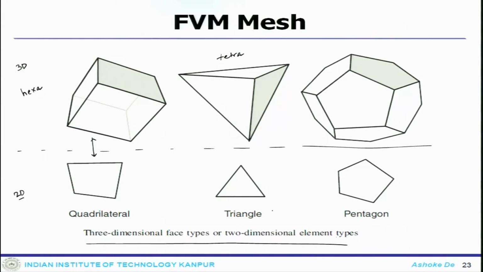So, if you look carefully, the interesting part here is that when you look at that hexa, one particular face of the hexa becomes a 2D element. Similarly, one particular face of a tetra becomes a 2D element, a triangular element. This is polyhedral, so this becomes a pentagon, or it could be a hexagon also. Again, one particular face of a 3D element becomes the 2D element. That is how the connectivity between 3D and 2D elements is done.